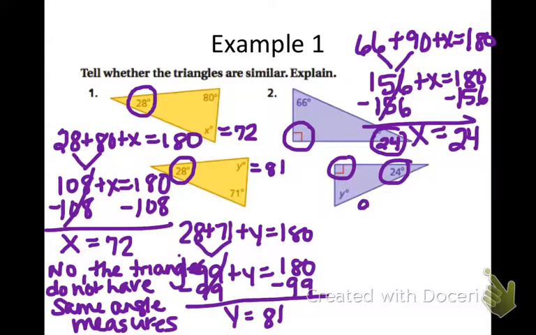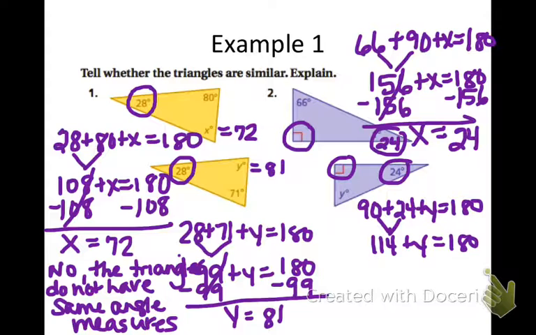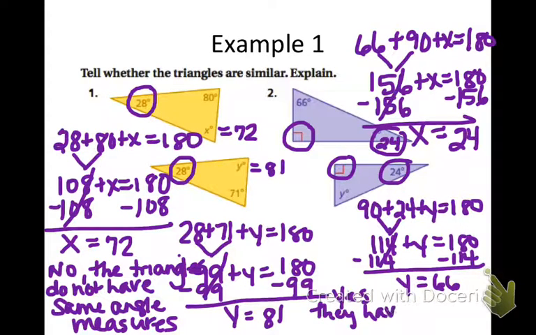So we'll just check our work just to be sure. 90 plus 24 plus y equal to 180. Combine the like terms to get 114. And then solve for y. Since y is equal to 66, the answer is yes. They have three equal angle measures. Remember to pause the video if you need to write down.